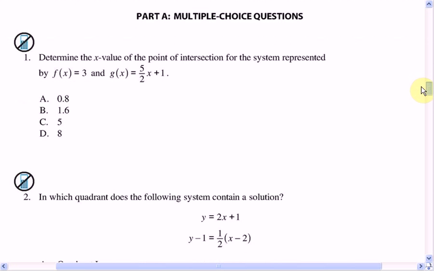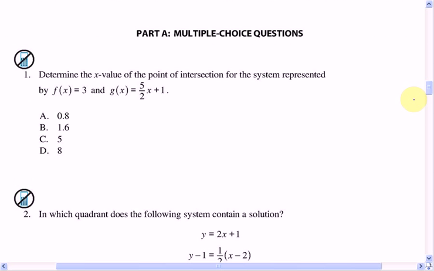Here's the first one. Once again, you've got that no calculator symbol, so this is going to be on the no calculator portion of the test. This one I think is a combination of stuff from chapter 5 and chapter 7. Chapter 5 because of this function notation, the f of x and g of x. But we remember that, hey, that's just another simple way of saying y. So y equals 3 and y equals 5 over 2 x plus 1, okay? And because we're talking about the point of intersection, that's the chapter 7 material.